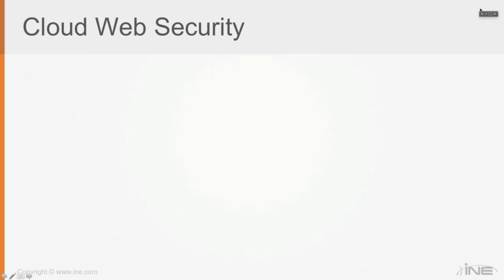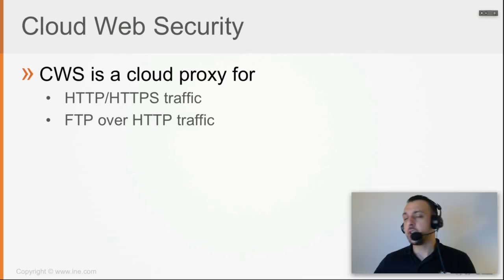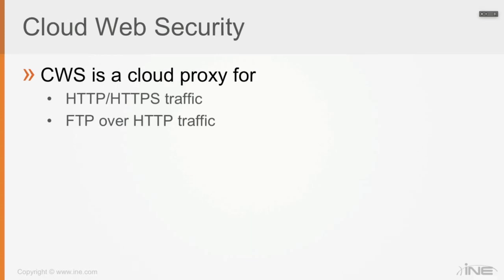Then cloud web security. So CWS is a cloud proxy for HTTP, HTTPS, and FTP over HTTP traffic. So the cloud proxy version doesn't support native FTP proxying, only FTP over HTTP. It makes sense because being in cloud, it would be very difficult to let all your users know that when they fire up an FTP client, for example, they should configure the cloud to be the FTP proxy.